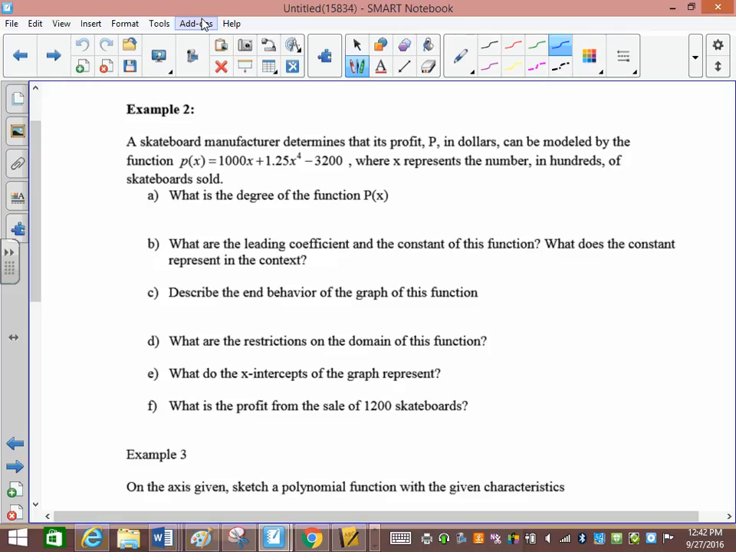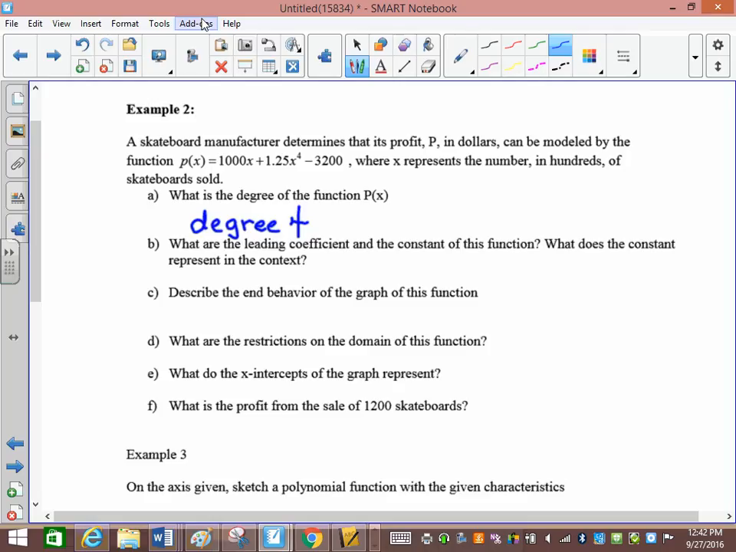So what's the degree of this function? The largest exponent is 4. So this is degree 4. They don't have to be listed from high to low exponent, right? So like degree 1, this is the first one. That's not how it works.